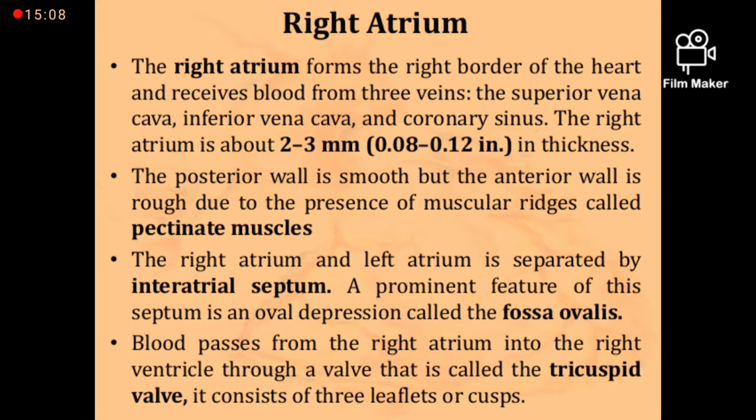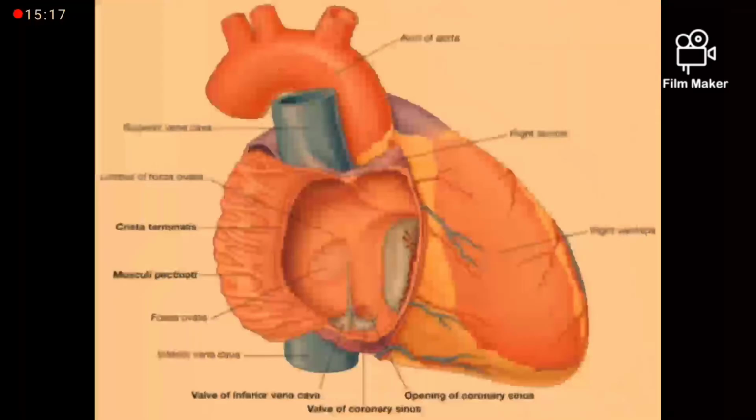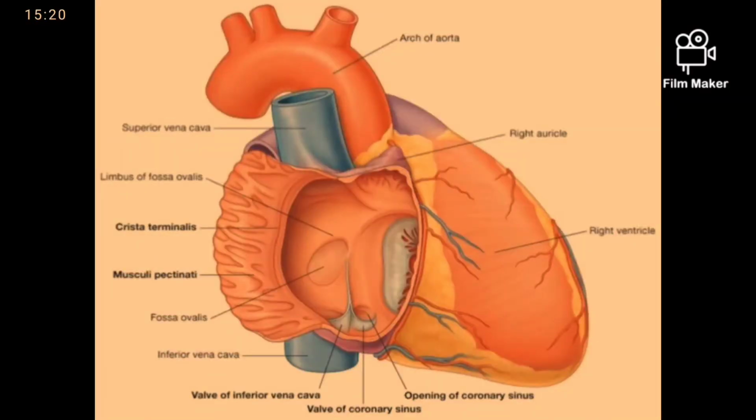Blood passes from the right atrium into the right ventricle through a valve called the tricuspid valve. It consists of 3 leaflets or cusps. Here you can see there are 3 muscular ridges. They are the tendon of Todaro, torus aorticus, and limbus fossa ovalis. There is, you can see, a fossa ovalis. Then there is the area of SA node and area of AV node, that is the triangle of Koch. So these are the features.